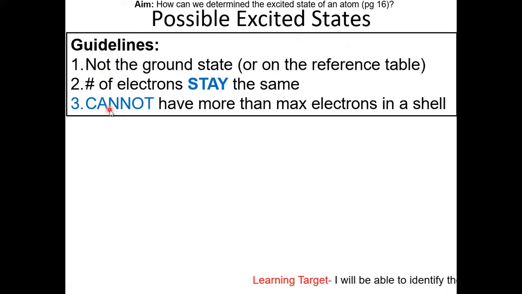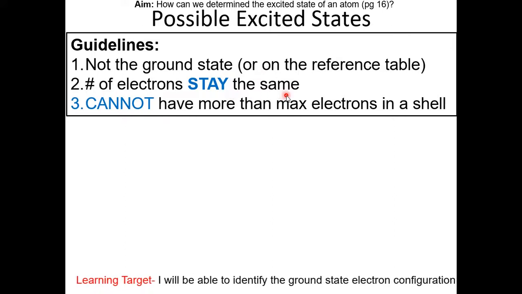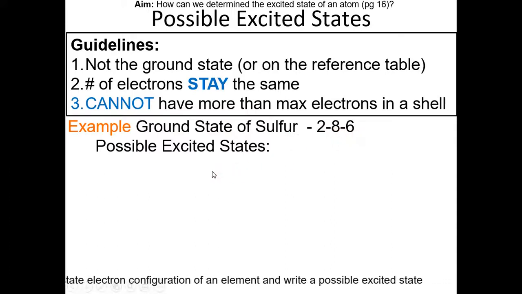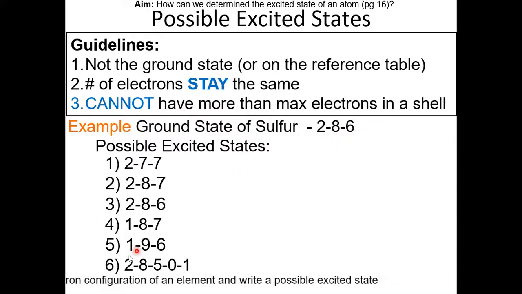So here are 3 guidelines. Number 1, not the ground state and is not on the reference table. Number 2, number of electrons stay the same. Number 3, cannot have more than the max electrons in a shell. Okay, so let's do an example. Ground state of sulfur, if you look it up, is 2-8-6. Now, here are possible choices of an excited state of sulfur.